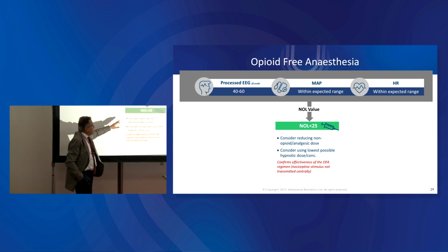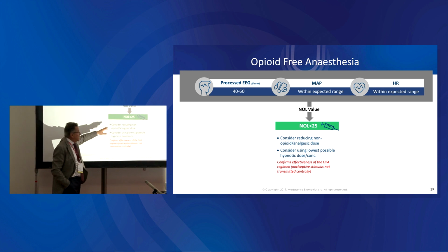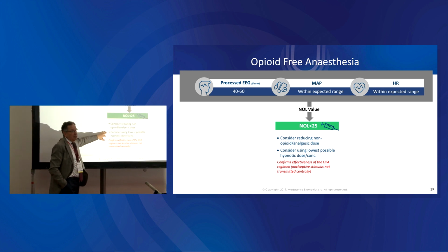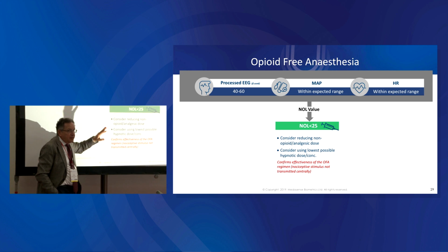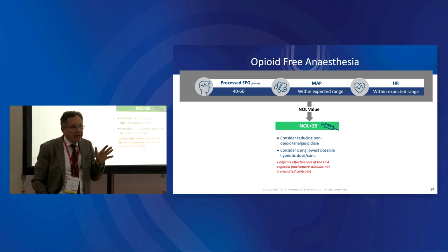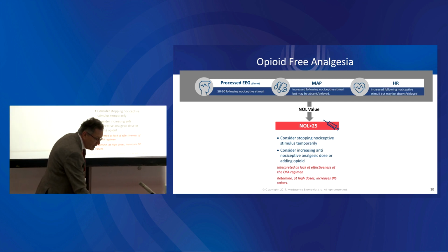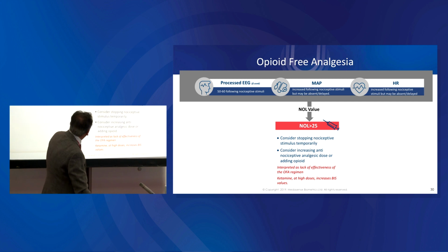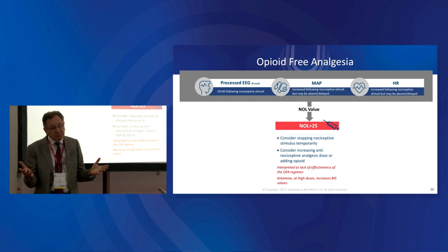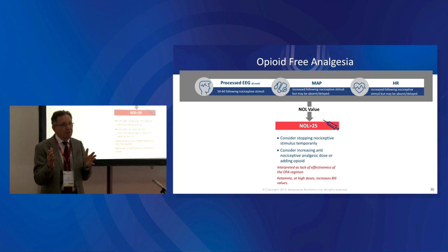So if you have a NOL which, after the cocktail of opioid-free anesthesia, is consistently low, and if you are eventually not opioid-free but opioid-sparing, consider looking again at this issue of dose or concentration of the opioid. And then if the NOL value is higher than 25, and you were going for opioid-free, then you should go for opioid-sparing, okay?